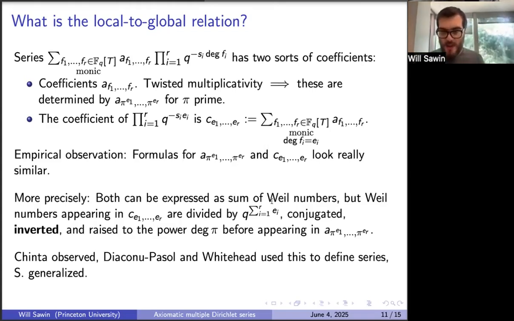You have to divide by some power of q, take the complex conjugate, invert it, and then raise it to the power of degree pi. And I think this inversion step is the most interesting because it does this weird thing of swapping small terms for big terms and big terms for small terms.